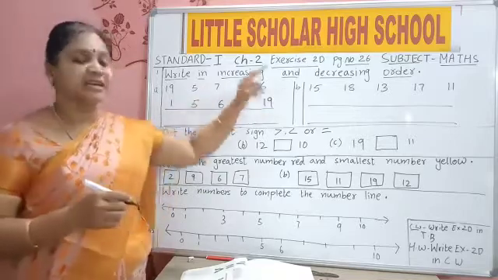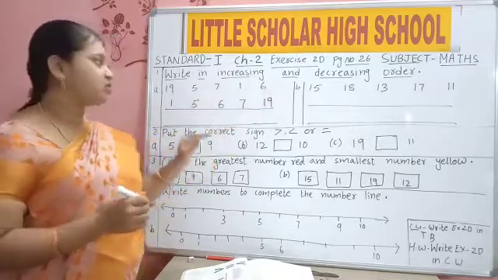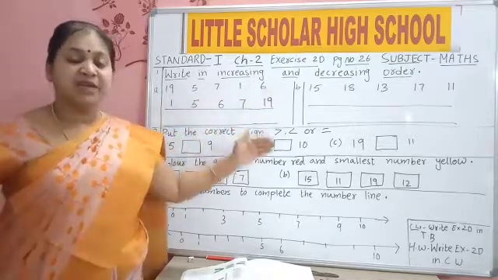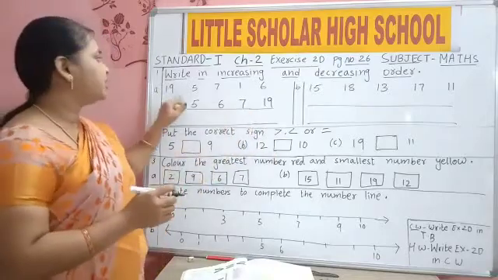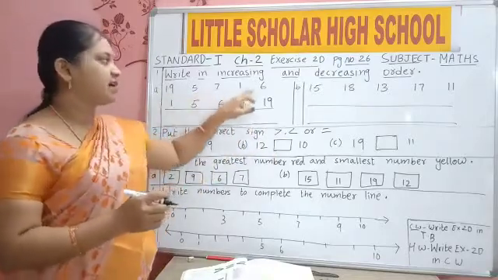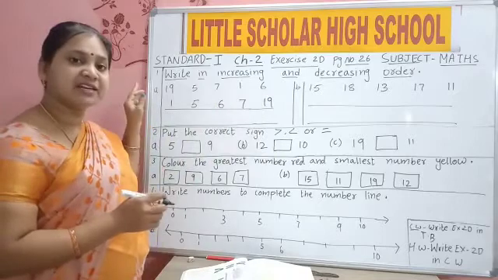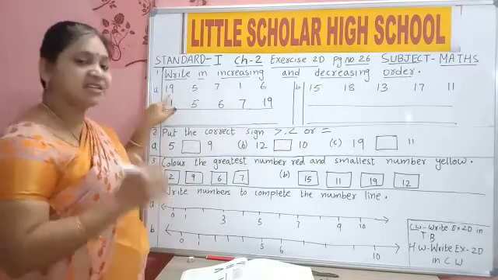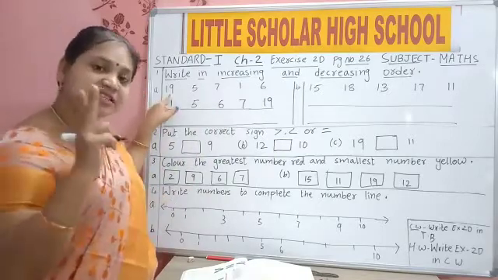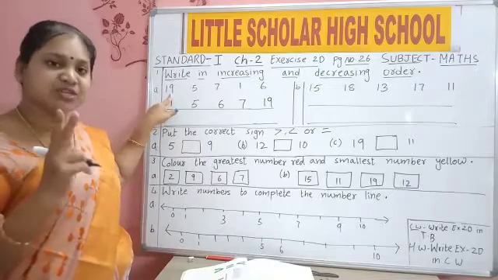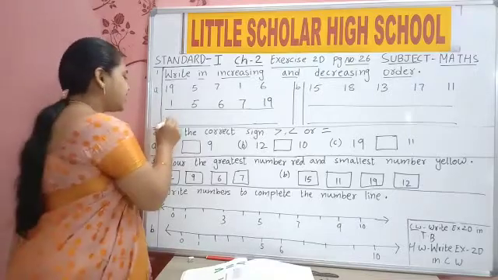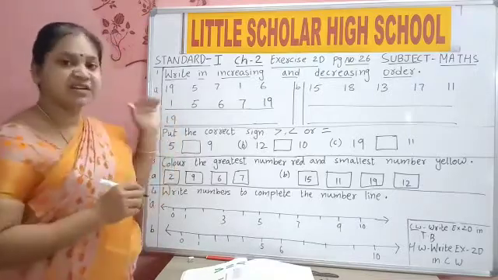Now we should write decreasing order also. Decreasing means big number to small. So here we have 19, 5, 7, 1, 6. In this, which is the greatest number? 19 is a 2-digit number, so 19 is the greatest number. First we will write 19.